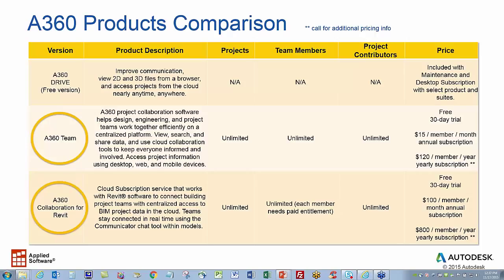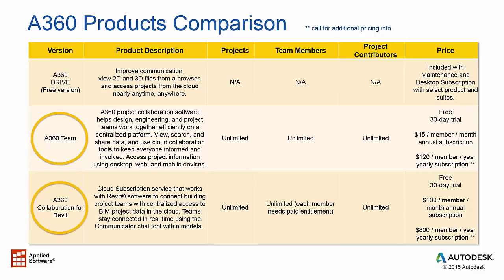Last but not least is A360 Collaboration for Revit. That's a cloud subscription service that works with Revit software and is specifically tailored for Revit users. That's an add-on to A360 Team, so A360 Team would be a prerequisite subscription service for A360 Collaboration for Revit. And you'll also be able to collaborate not just on any file format, but specifically on Revit files. So in this case, the Revit files would reside in the cloud.